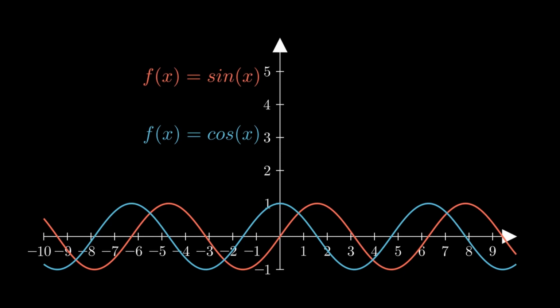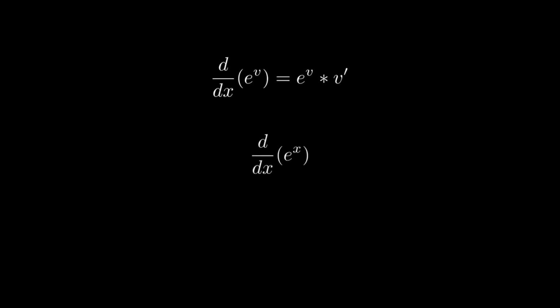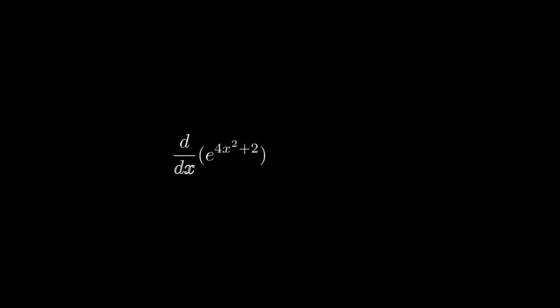Now let's talk about Euler's number, my favorite. So if we need to take the derivative of e to the power of v, then we get e to the power of v times v prime. Same goes for e to the power of x. So if we need to take the derivative of it, it would just be e to the power of x times 1, so e to the x. How convenient. If I'm ever going to make merch, I'm going to put Euler's number on it.